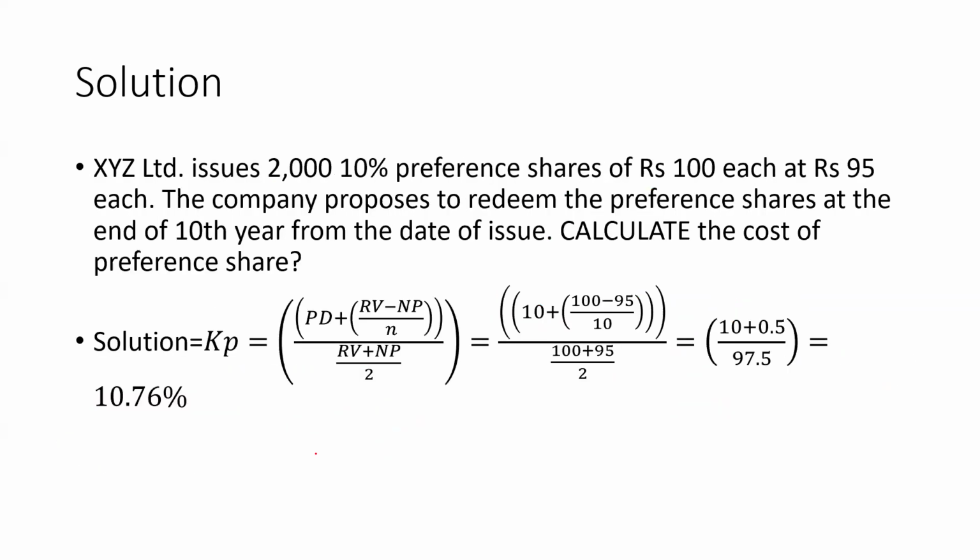Okay, then next question: XYZ issues 2000 10% preference shares. The preference share is of 100 rupees, which is the redemption value or the face value. 10% of that is a dividend of 10 rupees, issued at 95 rupees each. Okay, and 95 rupees is the price the company proposed. Now this is an example of redeemable preference shares. Earlier was the example of irredeemable.